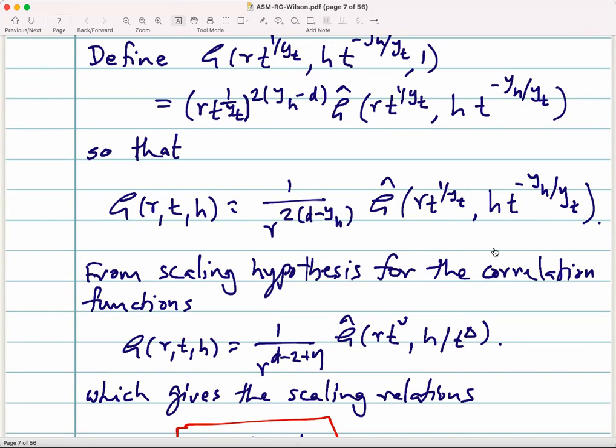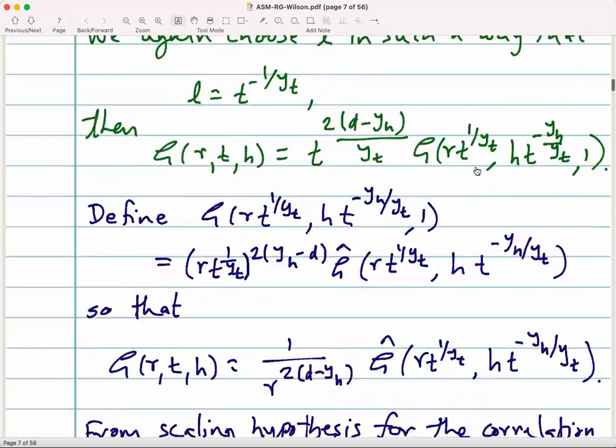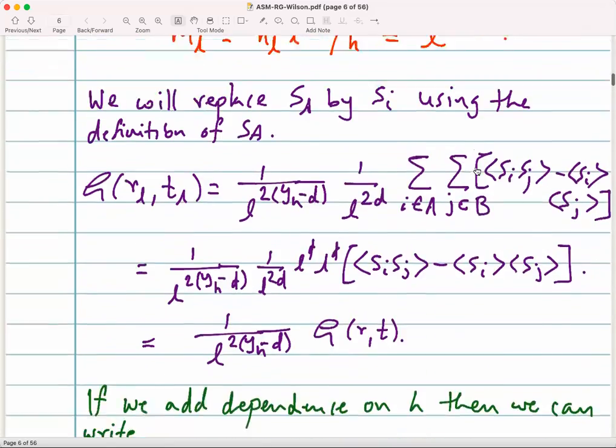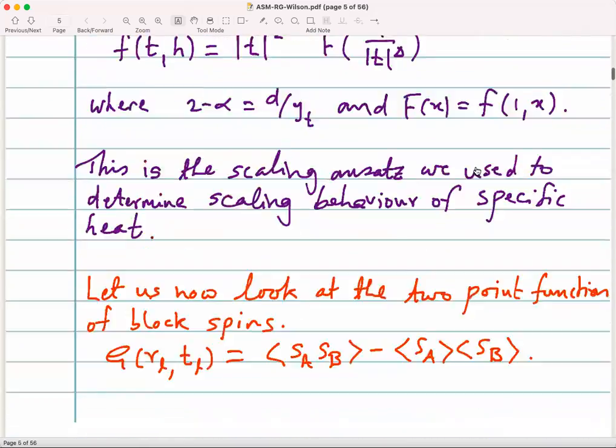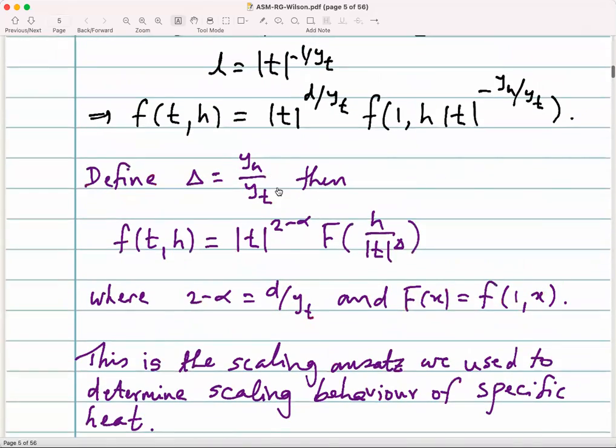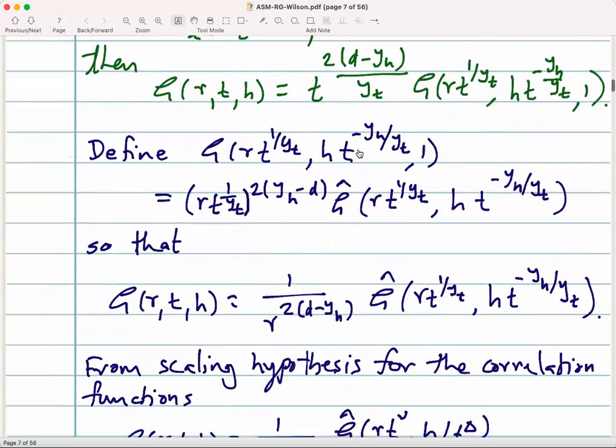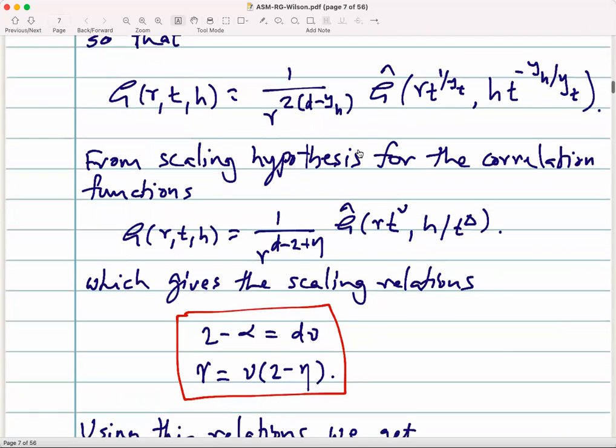Okay, this delta we have already seen some time ago, that the delta is YH upon YT. We had seen it a couple of pages ago. Here. Okay, so that factor comes out right. Okay, and the factor nu in this particular case is just 1 over YT.